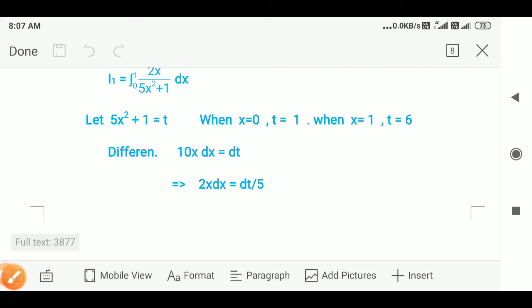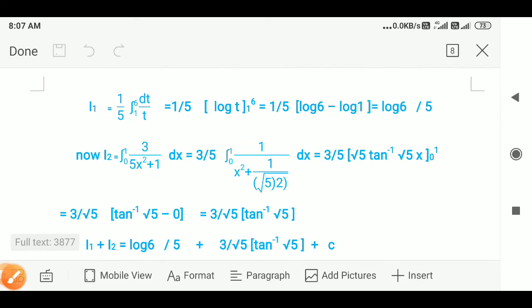Thus we get I1 is equal to 1 upon 5, integral from 1 to 6 of dt upon t. After putting the values, you get 1 upon 5 log t, from 1 to 6. So 1 upon 5 (log 6 minus log 1). Replace the value of t by 6 and 1. So we get log 6 whole upon 5. This is the value of I1.